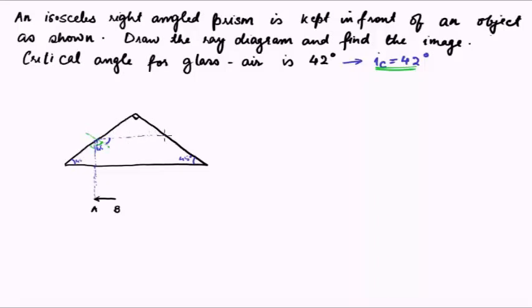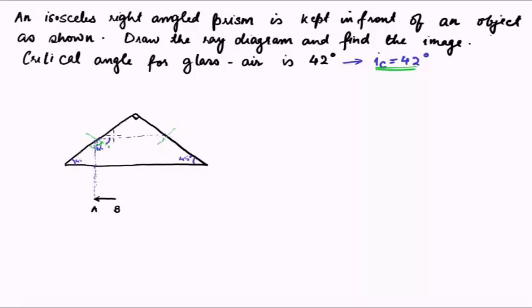The ray of light will move parallel to the base. This is 45, so this is 45. The whole thing will be 90 degrees and it will move parallel to the base. Let me write it 45. This is also 45. I am not writing it down.